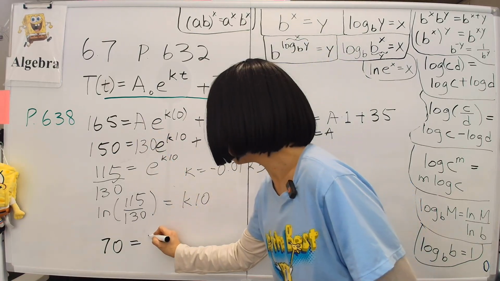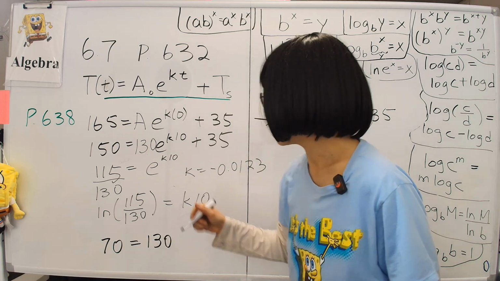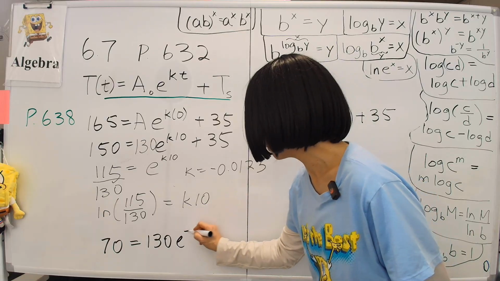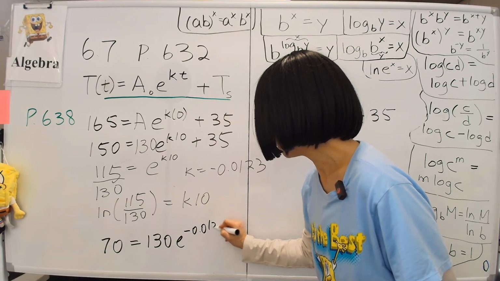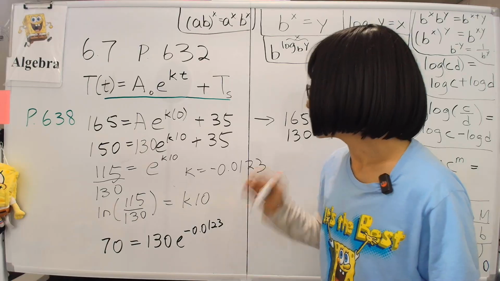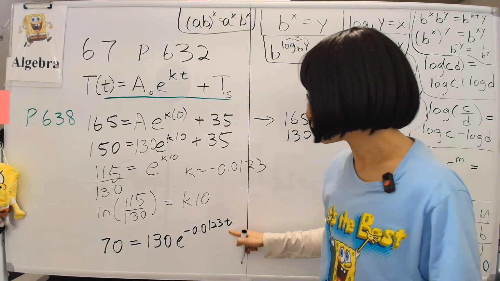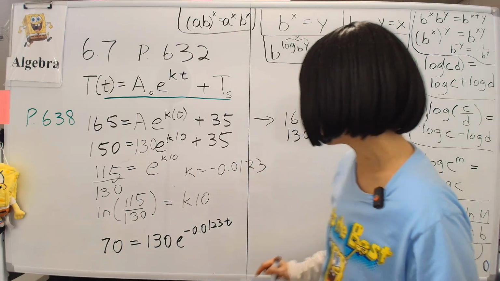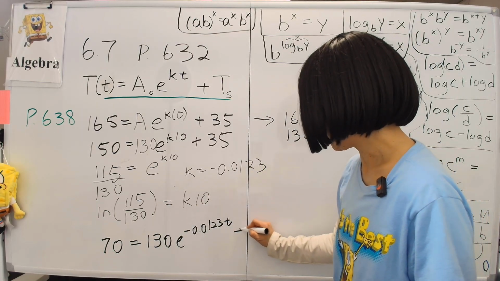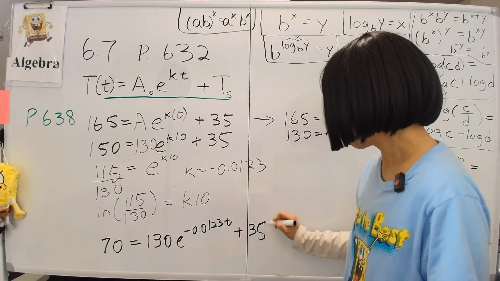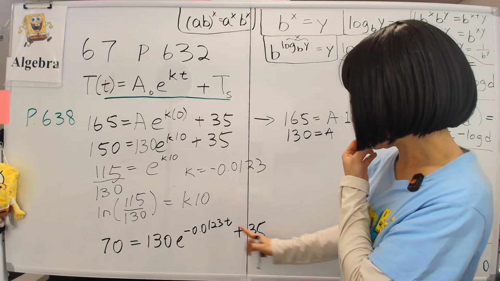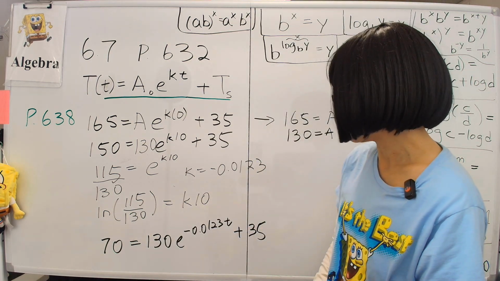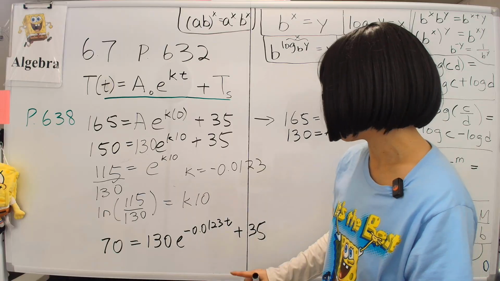Now we know A is 130 because we did that at some point. And then e to the power k is that number, which I will write down, 0.0123, times t. We don't know what time it is, but at some time that cheesecake is going to go down to 70 degrees, plus 35. So the whole formula follows, and we need to figure out the number for t such that this number becomes 70.